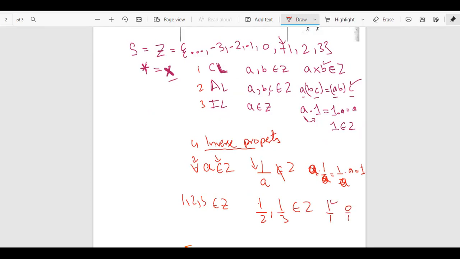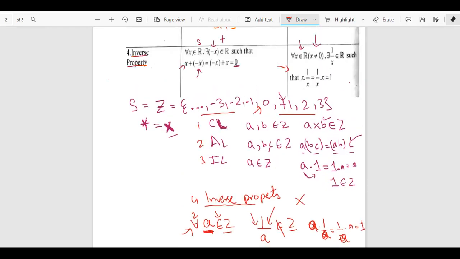I do have some inverses, but I need to have them for every element of Z, that includes all the negative integers, 0, positive integers. For all these elements, I need to have my multiplicative inverse, that is a fraction of this type, which has 1 by A. And in case of integers, I do not have fractions, I just have whole numbers. Since I do not have multiplicative inverses in Z, this does not satisfy the inverse property, which means that we cannot define multiplication as a binary operation in integers. Is this clear?